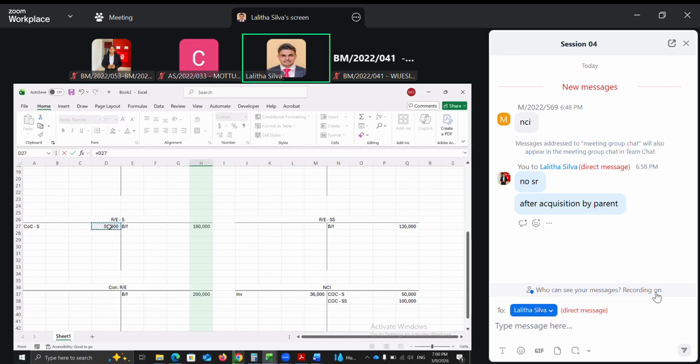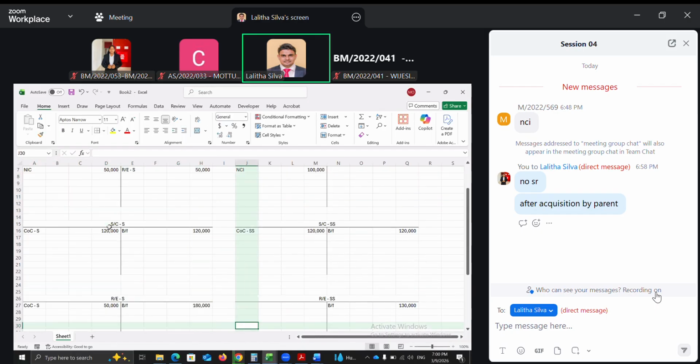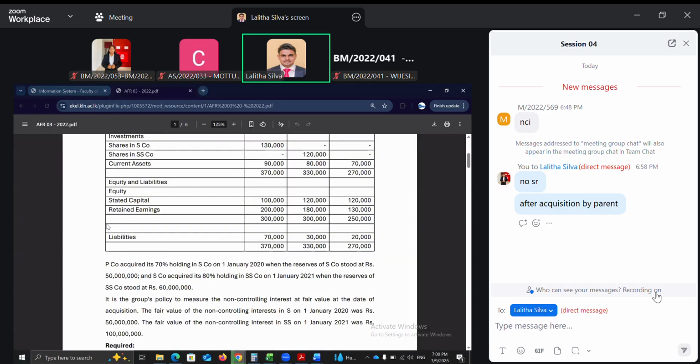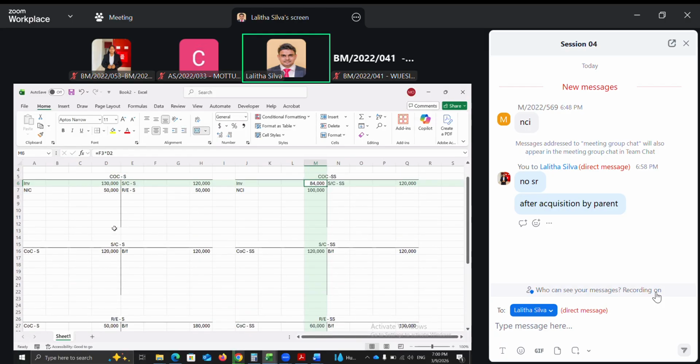50 million. And we do the same for the sub-subsidiary also. COC of SS, the pre-acquisition retained earnings or the retained earnings at the date of acquisition stood at 60 million. We take out 60 million and translate to the COC.